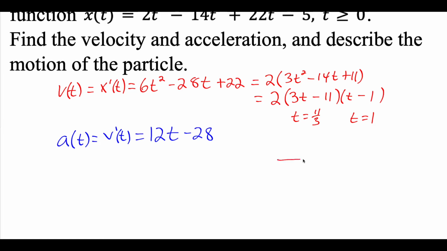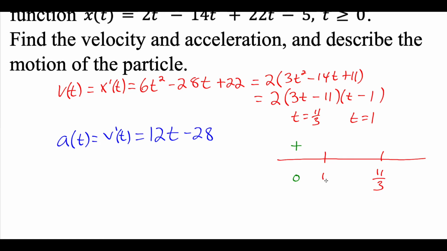So I'm going to make a sign chart in here. So we've got the 1 and we've got the 11 thirds. We want to pick a test value to plug in. So something to the left of 1, I'm going to test out 0, and I'm going to plug that into this derivative. So if I plug in zeros for those t's, I'm going to get a positive answer there. So that's a positive interval.